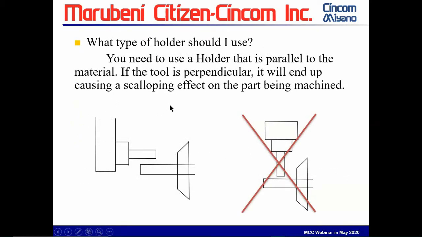The type of holder you need to use for milling interpolation is important. You need to use a holder that is parallel to the material. If the tool is perpendicular, you will end up causing a scalloping effect on the part being machined. So the tool has to be in line with the material, not perpendicular to the material. This is an important thing. You can do it the other way, but you've got to do like 1,000 passes back and forth, and it's time consuming and not very effective.